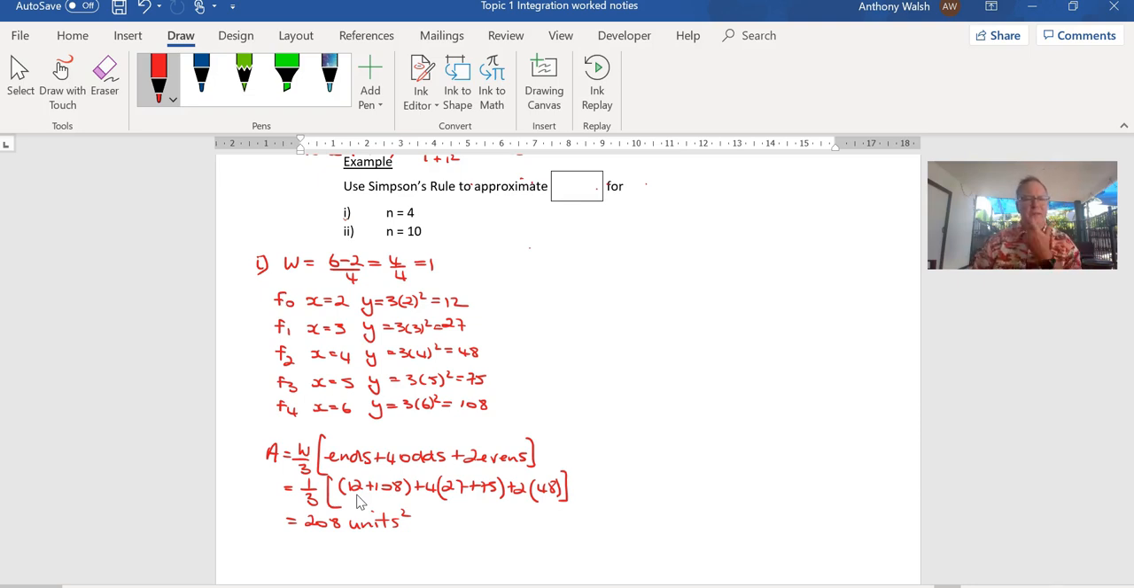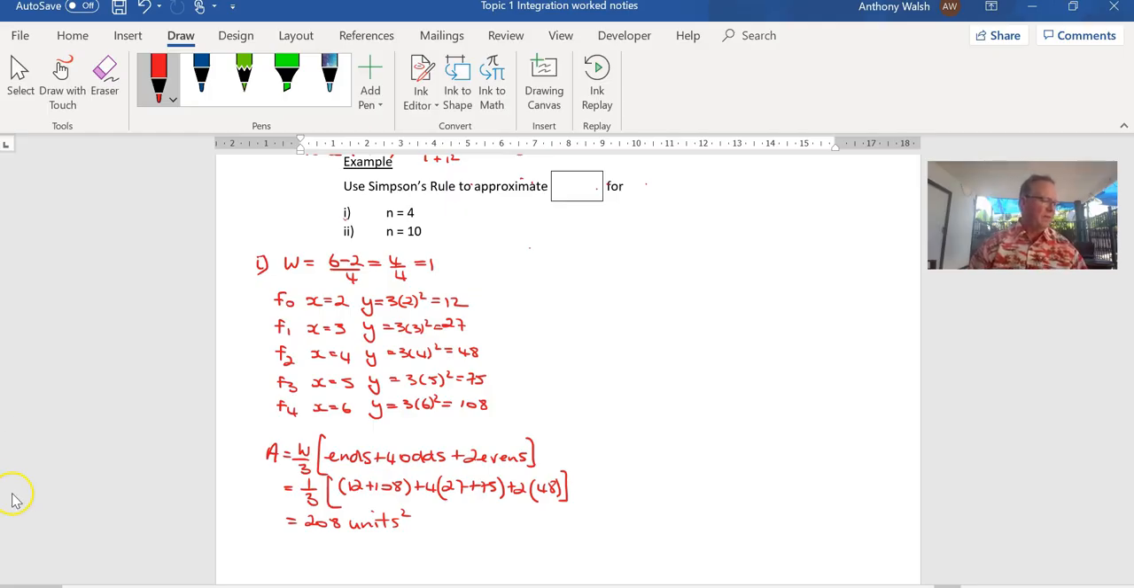Now let's compare that to when we take it into 10 strips. So again, what's the width going to be? Well, it's going to be 6 minus 2 again, but this time divided by 10. So that would be 4 divided by 10, that would be 0.4. So in this case, instead of going up in ones, I've got to go up in 0.4s. Yuck. Always good to have your calculator handy to do that.